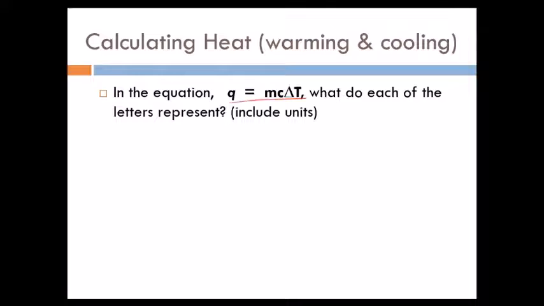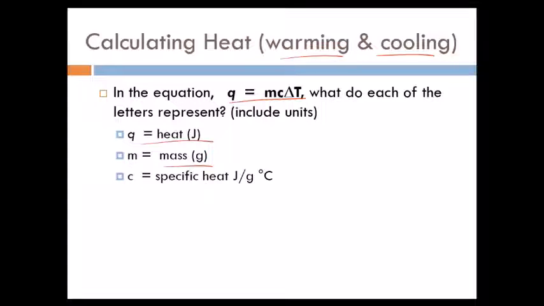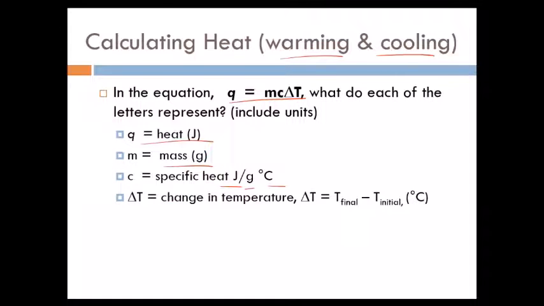Calculating heat. Okay, it's Q equals mcΔT. That's the formula to use when we're just warming and cooling. We're not phase changing here. We're just warming it up or cooling down. All right, so mass, of course, is in grams. The Q is heat, which we usually measure in joules, although some might be calorie problems. Specific heat, joules per gram degree Celsius, and if it's a calorie problem, it would be calories per gram degree Celsius. And of course, temperature change.